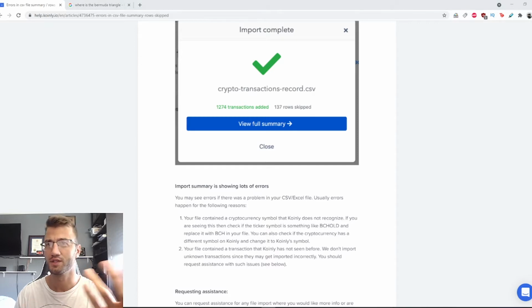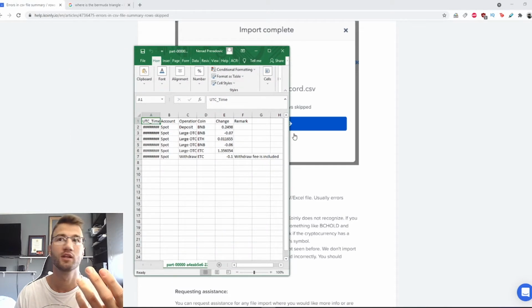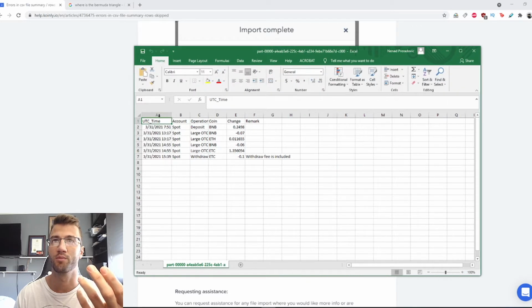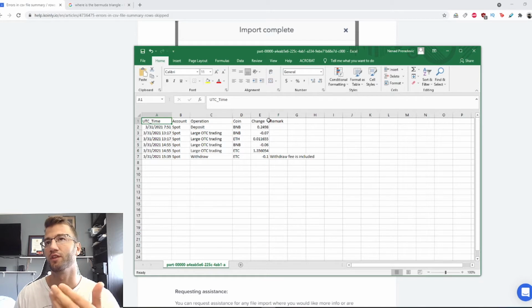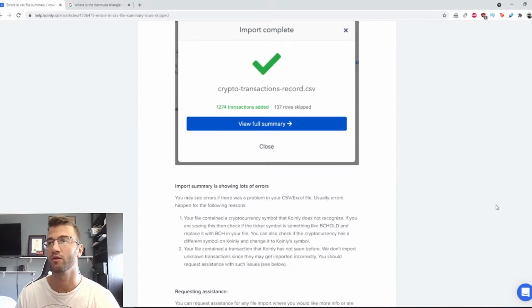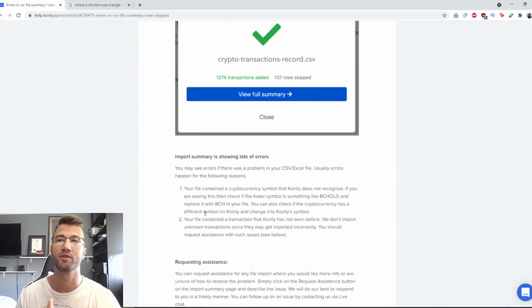First of all, this is what a typical CSV file looks like. Obviously, this is just a generic one, but it has the date, the account, the operation, the coin, the change, and then any other remarks that you might need. So anyways, you may see errors if there was a problem in your CSV Excel file. Usually errors happen for the following reasons.